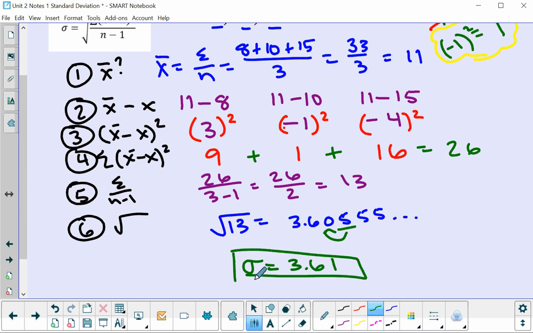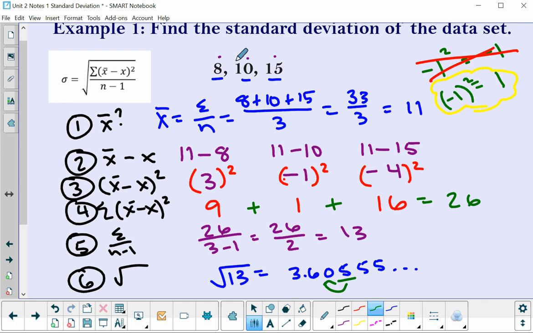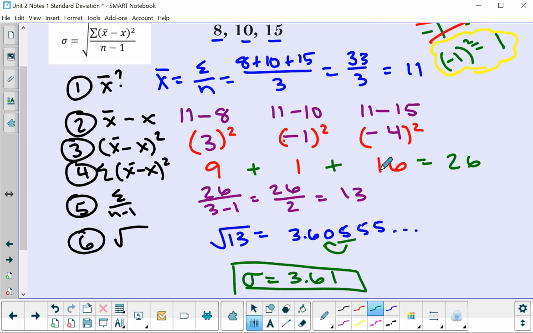So what that means is that's the typical amount of variation amongst these 3 data points. It's the typical amount of variation from the mean amongst those 3 data points.